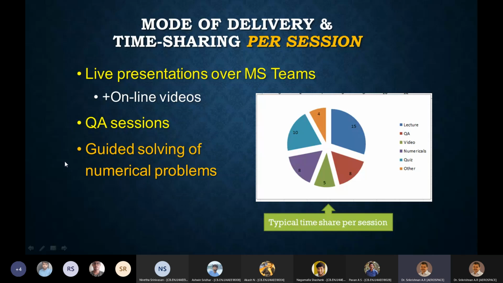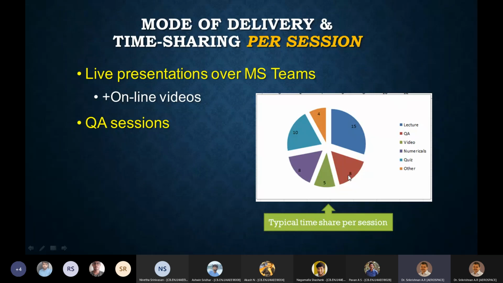Otherwise, what I mean by the QA session is the one after each class, each talk. We can have some minutes dedicated only for discussion. So whenever you have any doubts after the session, you can raise them also.